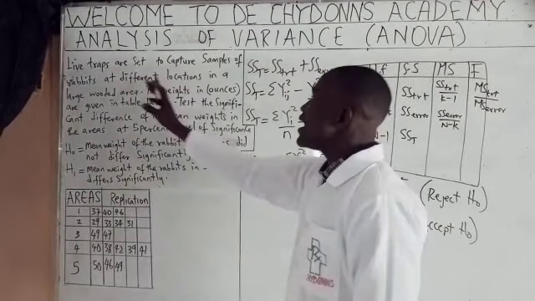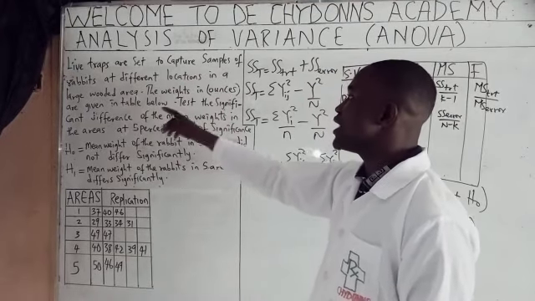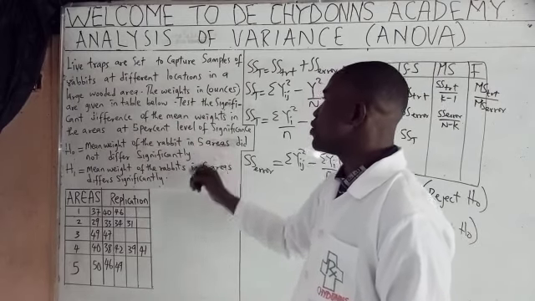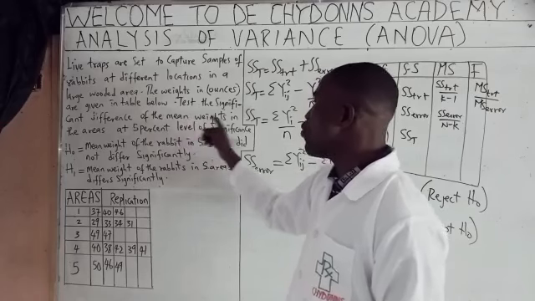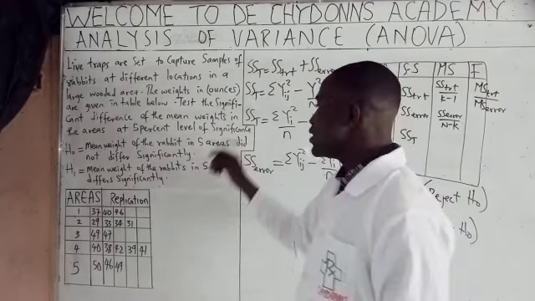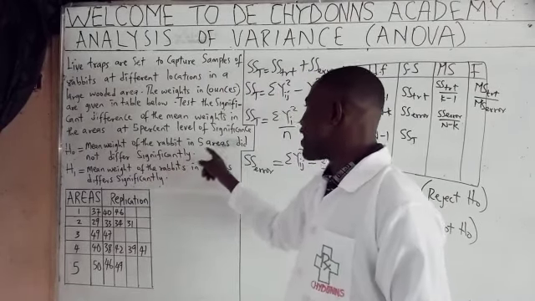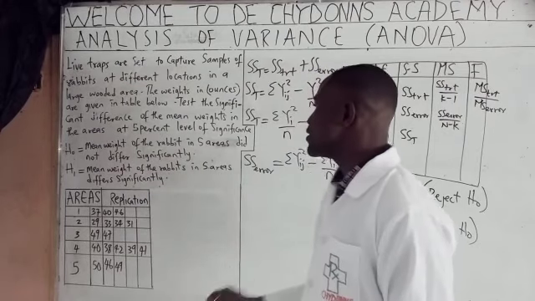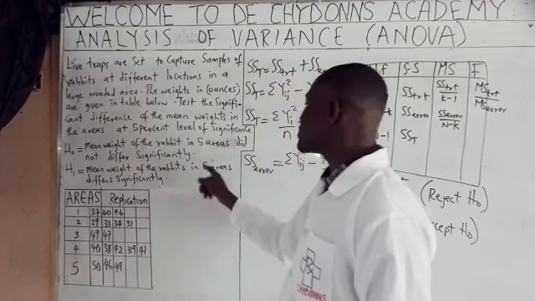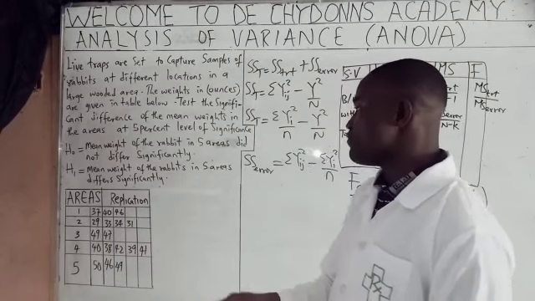The question says, live traps are set to capture samples of rabbits at different locations in a large wooded area. The weights in ounces are given in table below. Test the significant difference of the mean weights in the areas at 5% level of significance. Then they say take the null hypothesis to be mean weight of the rabbit in 5 areas did not differ significantly. Then this is alternative hypothesis, mean weights of the rabbits in 5 areas differ significantly. And they gave us table of values or readings.